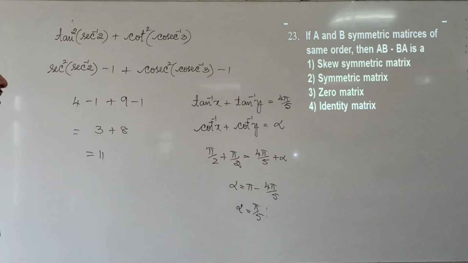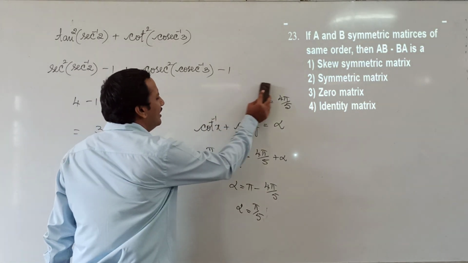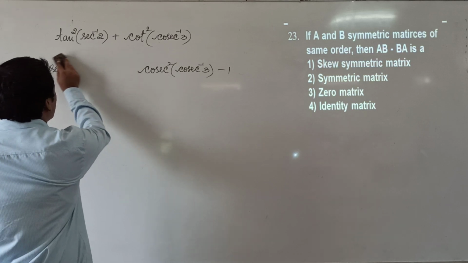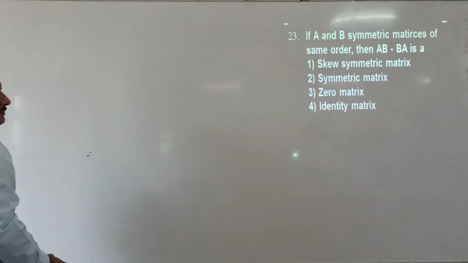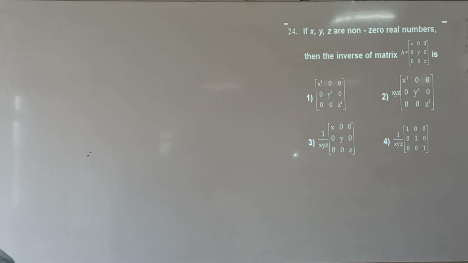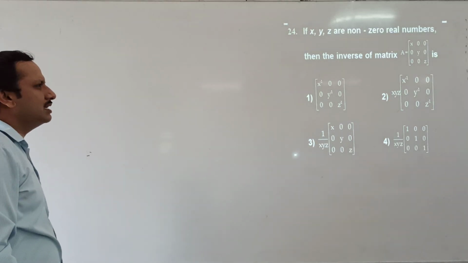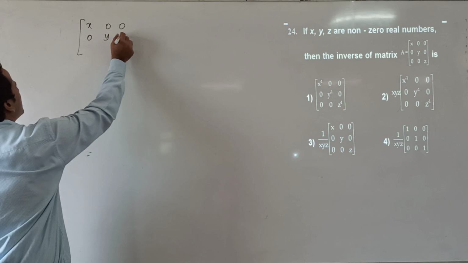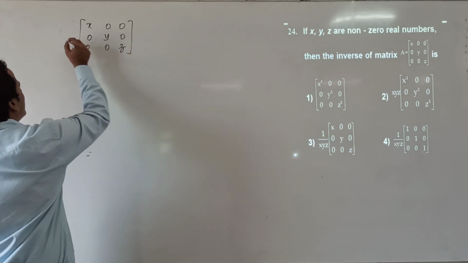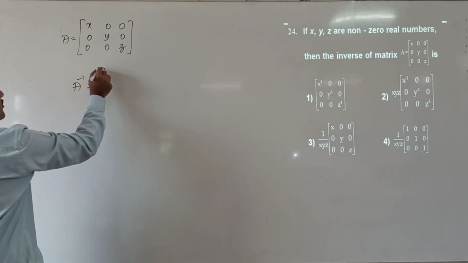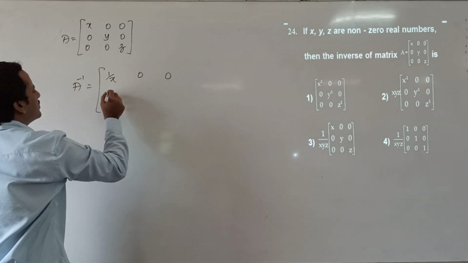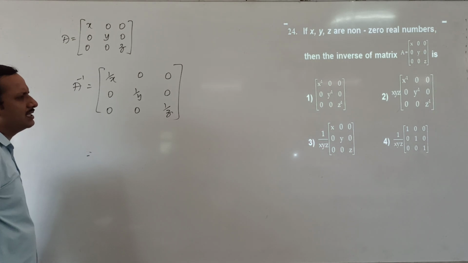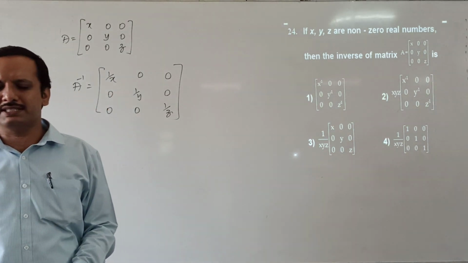22nd it is. Then 23rd question. If A and B are symmetric matrices of the same order, then AB minus BA is a skew symmetric matrix. Standard result, should remember. 24. If x, y, z are non-zero real numbers, then the inverse of the matrix A equal to x 0 0, 0 y 0, 0 0 z, then A inverse is equal to 1 by x 0 0, 0 1 by y 0, 0 0 1 by z. Directly you can write this answer, which means first option is the correct answer.